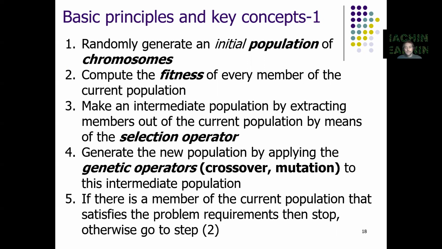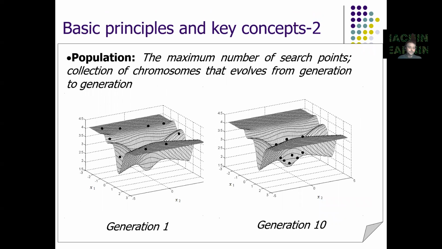And if the members of the current population satisfy the problem requirements, then we stop. Otherwise, we go back to step 2. So we evaluate again the fitness of the members of the population. We select the most promising members for reproduction using crossover and mutation, and we iteratively follow this kind of model.